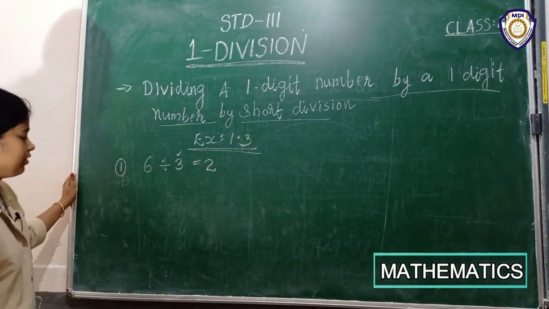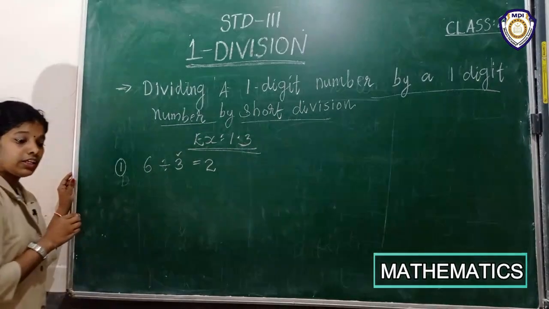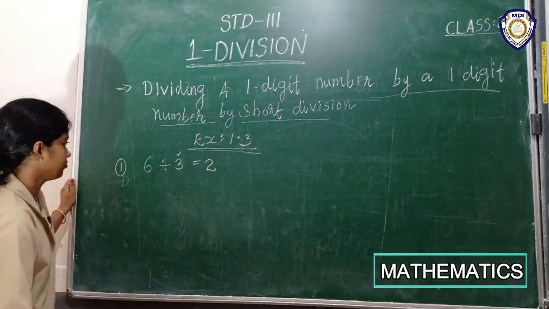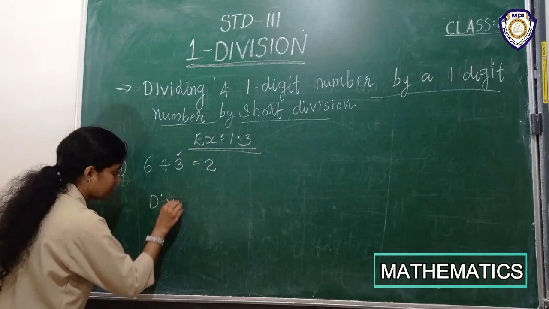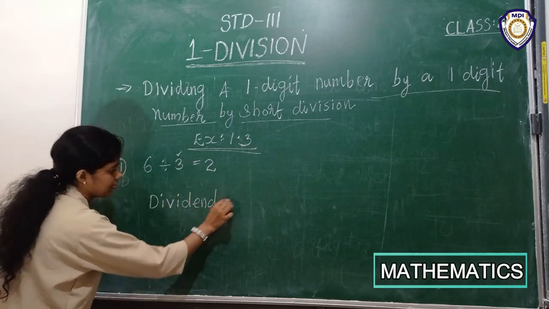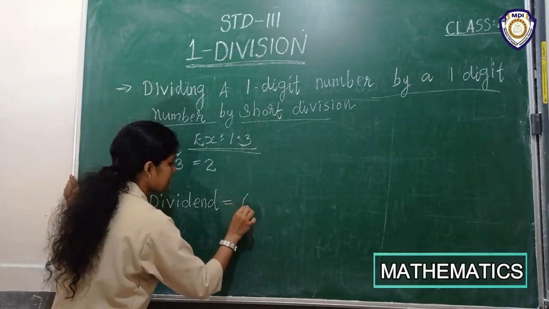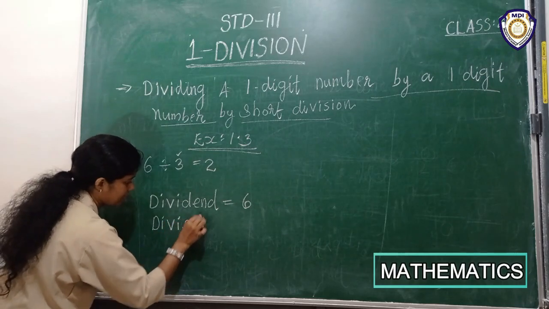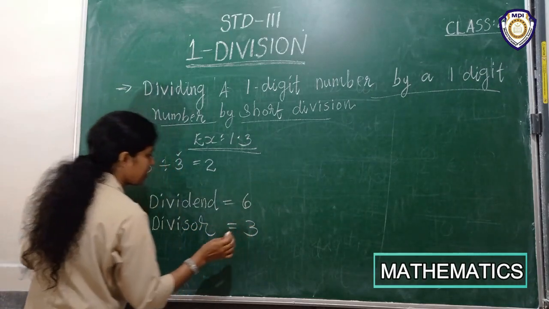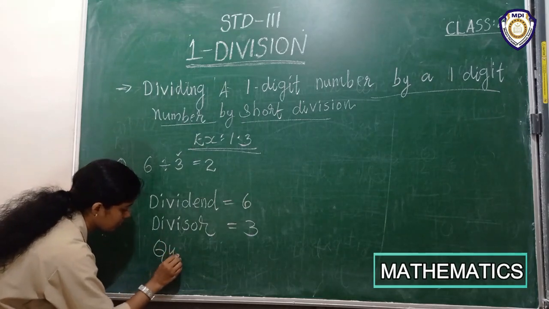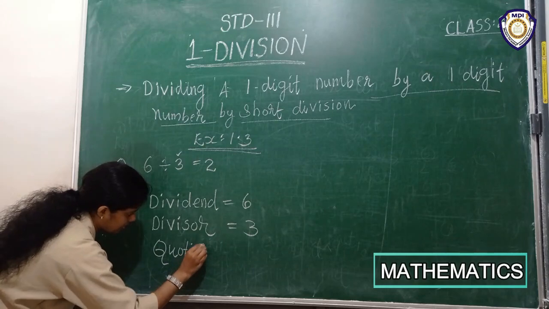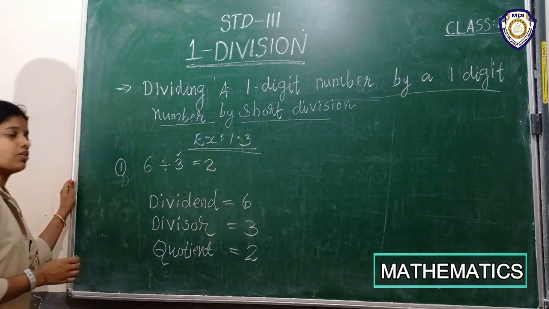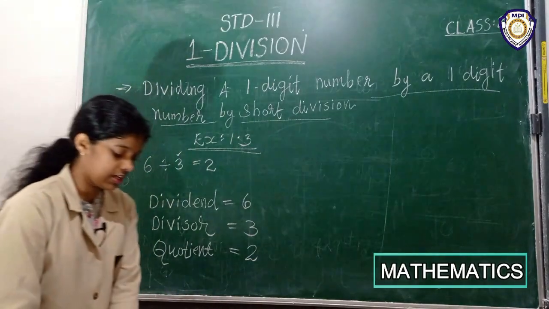Here 6 is the dividend. Divisor is 3. Quotient is the answer. Quotient is 2. Okay, our next question.